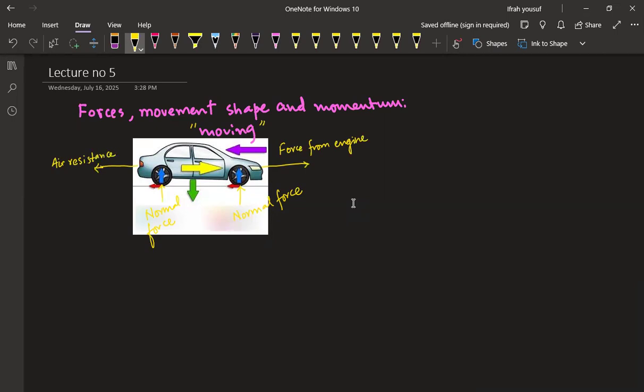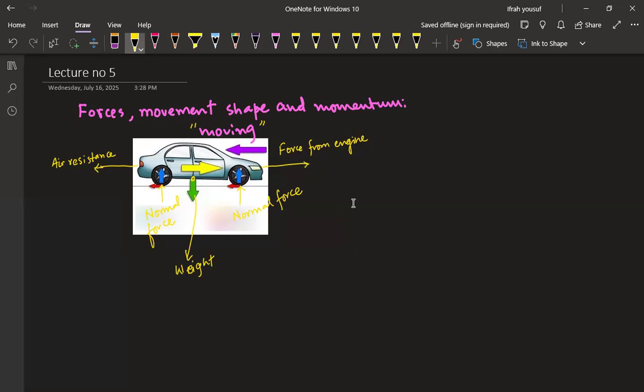And there's a weight of the car. You can see here it is highlighted with the green one. So this is the weight of the car, and it always acts downward, weight of the car, weight of the object. So this could be one possibility of how forces act on the object.